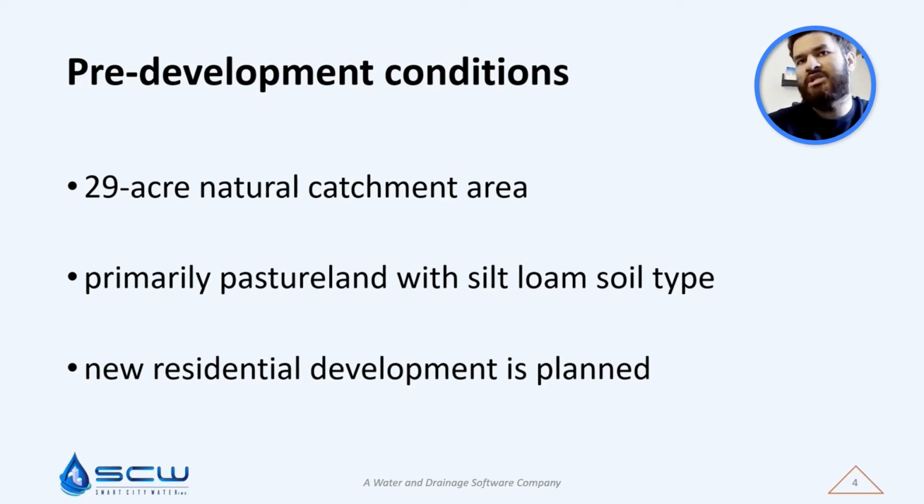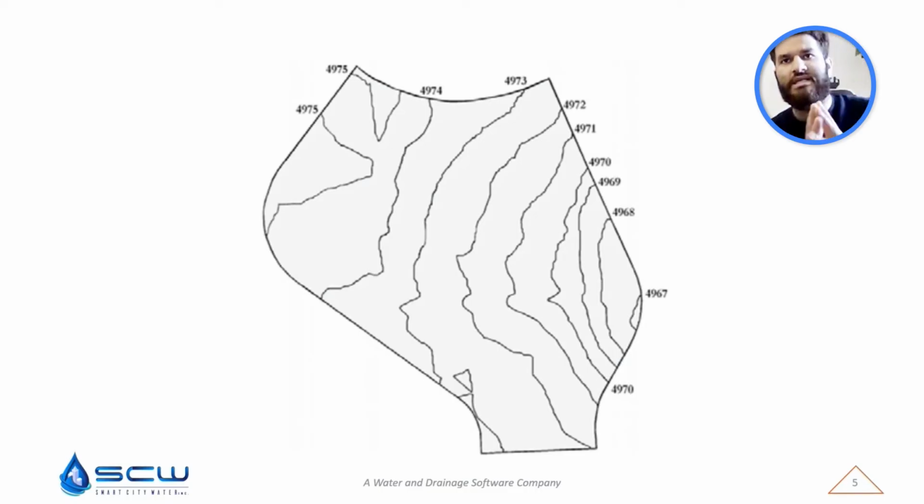The pre-development condition of our example for this session is a 29-acre natural catchment area. That area is primarily pasture land, and the soil type is silt loam. What we plan for it is a new residential development for the entire catchment area, except one part, which is going to be the parkland. This is the background image that we have of our catchment area.